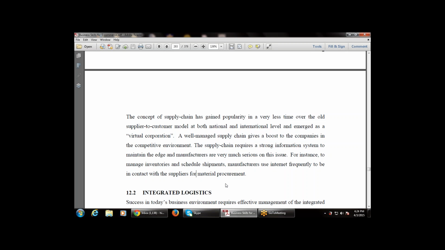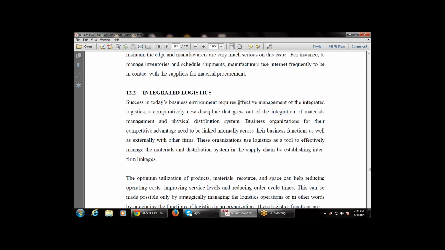Next is integrated logistics. That is, the next topic is what is integrated logistics. Now let's see. This says success in today's business environment requires effective management of integrated logistics. That is, to succeed in this changing environment, there must be proper management of integrated logistics, so that everything is normal and efficient.